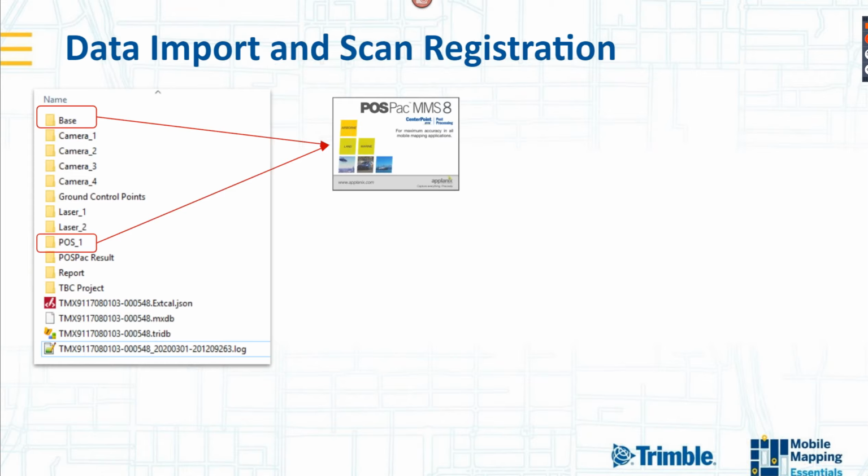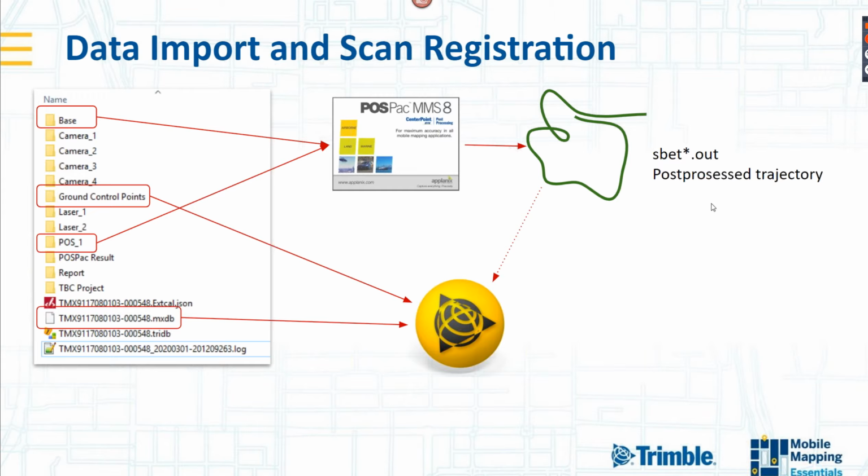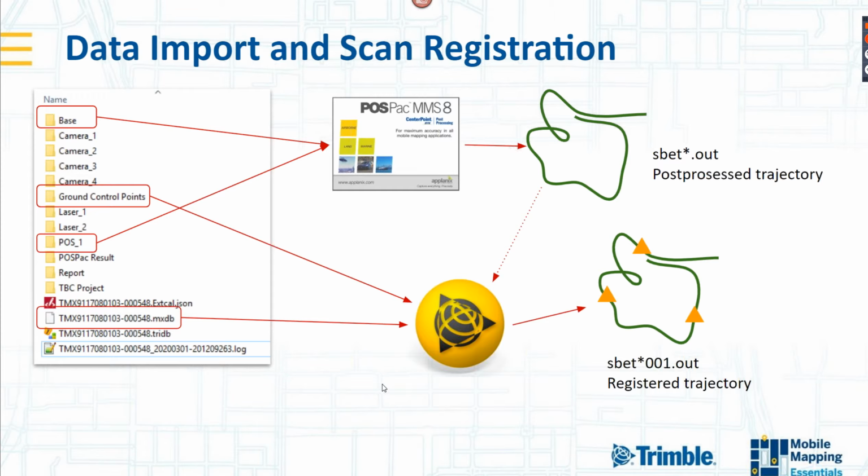And like we said before, the first thing we want to do is to bring the real-time POS information, and probably your own reference station information, into POSPac. In there, we are going to generate a file called sbet.out. This will be your processed trajectory. It looks like a line that represents your driving trajectory. Once we get that trajectory, we can bring it into TBC by dragging and dropping your MXDB and your ground control points into TBC. Then TBC will do a series of registration and make sure a new registered trajectory is created. From that corrected trajectory, you can continue your other point cloud processing steps.